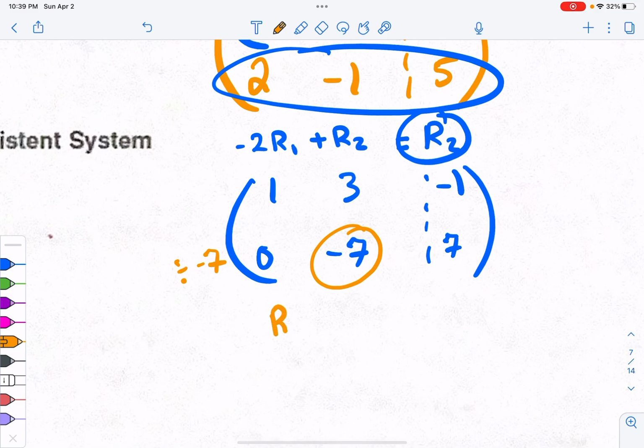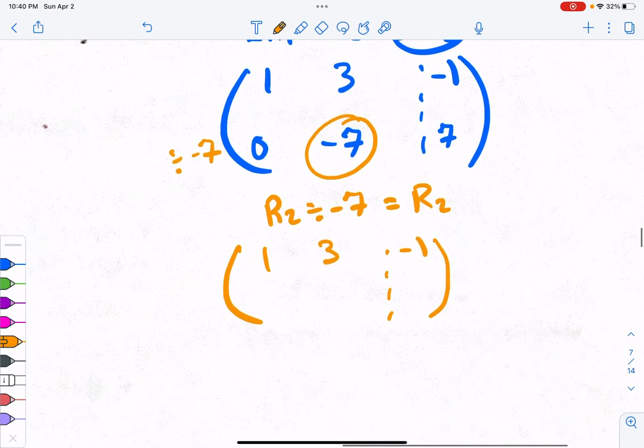We'll just take R2 divided by -7. I don't really care how you write it, so we don't have to do the 1/7 thing. We can just divide by -7, and I'm going to put that back into row 2. So row 1 is not going to be touched. It's going to stay 1, 3, -1. He gets to chill. But now I'm going to take row 2 and divide by -7.